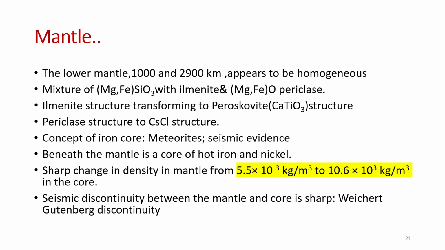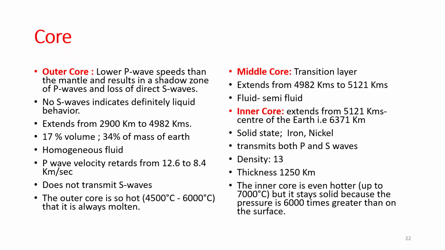There is a sharp change in density from 5.5 in the mantle to 10 in the core. The seismic discontinuity between the mantle and the core is very sharp, and this is also known as the Wiechert-Gutenberg discontinuity. Coming to the composition of the core, as there is no passage of secondary waves in the core, it indicates that it must be made up of liquid material, which cannot transmit secondary waves. It extends from 2900 to 4982 kilometers, and it constitutes 17% of the volume and 34% of the mass of the Earth.